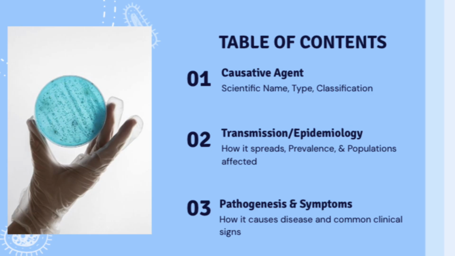Our topics that we'll be going over today are the causative agent, which will include the scientific name, the type, and the classification. Then transmission epidemiology, which will be on how it spreads, its prevalence in populations, and what it affects. Then we'll be going over pathogenesis and symptoms, which will be on how it causes the disease and common clinical signs.